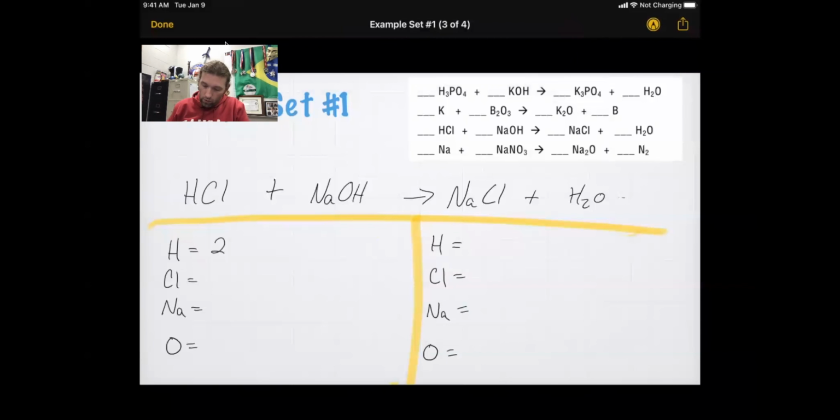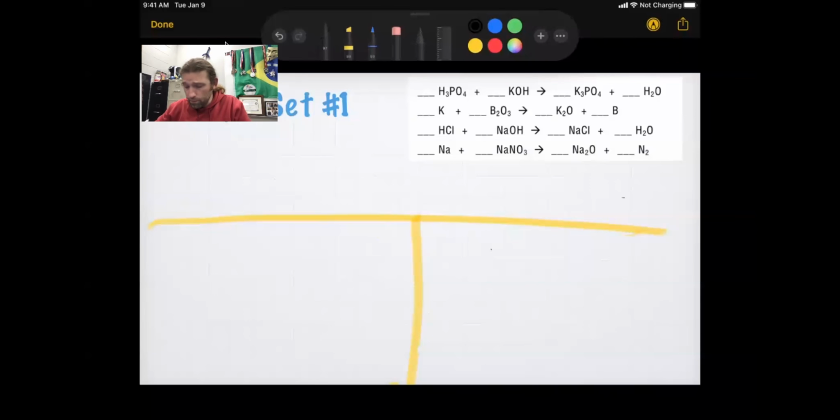I have 1 chlorine, 1 sodium, and 1 oxygen. So not a lot. On the right-hand side, I have 2 hydrogens, 1 chlorine, 1 sodium, and 1 oxygen. Well, by golly, guys, that looks like it's already a balanced equation. What do you know? That works out well. Hooray us.